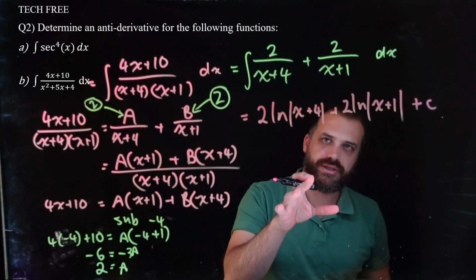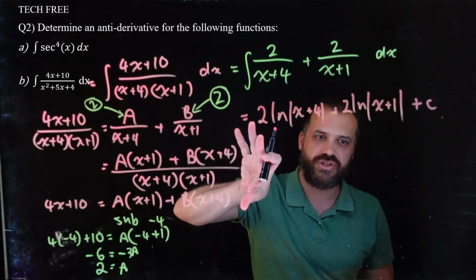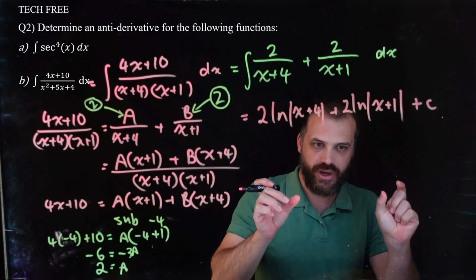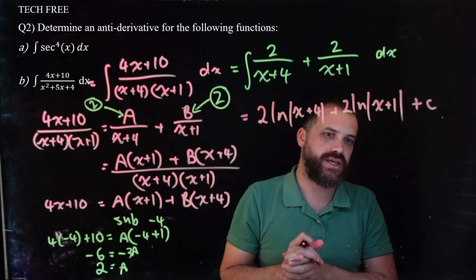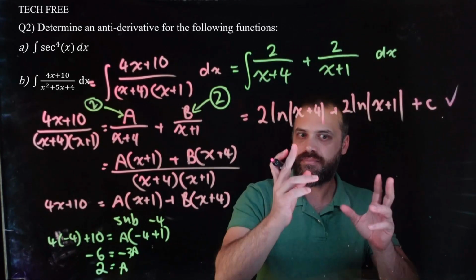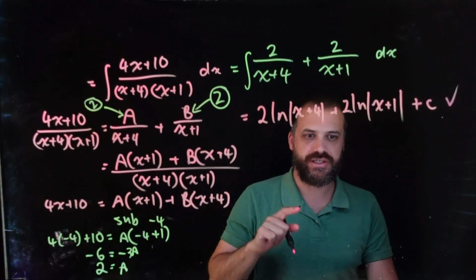Now, are there other ways to put this together? Yeah, there's a common factor here of 2, so you can sort of bring a 2 out the front. That ln x plus 4, ln x plus 1, you can use log laws to smush them together. I'm pretty happy here. We're going to stay there. Beautiful. Done. Celebrate. Question. Done.